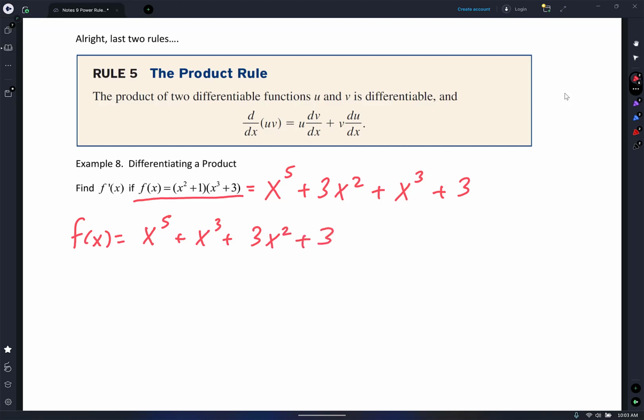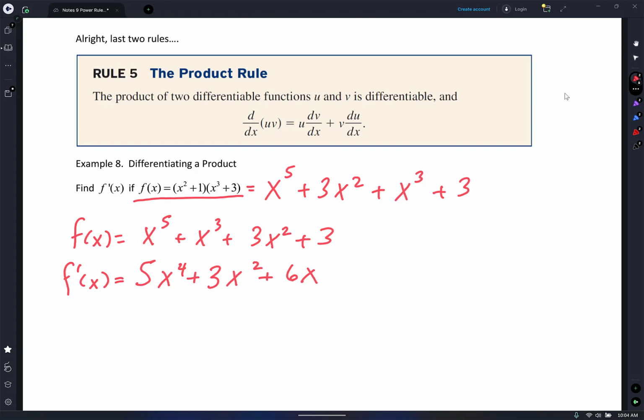All right, here we go. Ready? My derivative, f prime of x is equal to, what's the derivative of x to the fifth? 5x to the fourth plus the derivative of x cubed. Plus the derivative of 3x squared. 6x, yeah. And the derivative of 3 is 0, right? All right, so there's my derivative. Hopefully by now we're pretty good at this because we've been doing this for about a week.